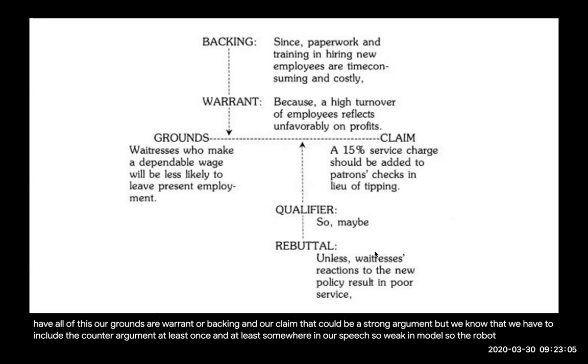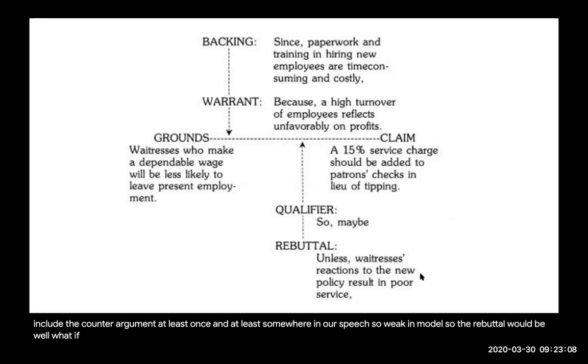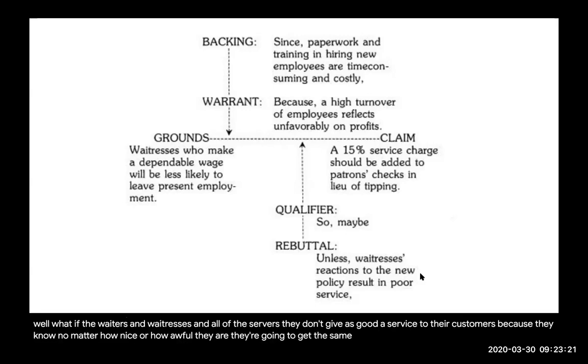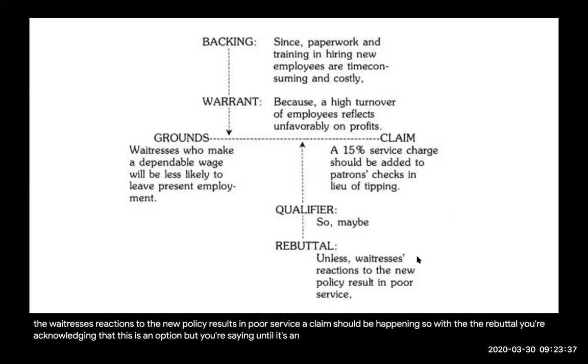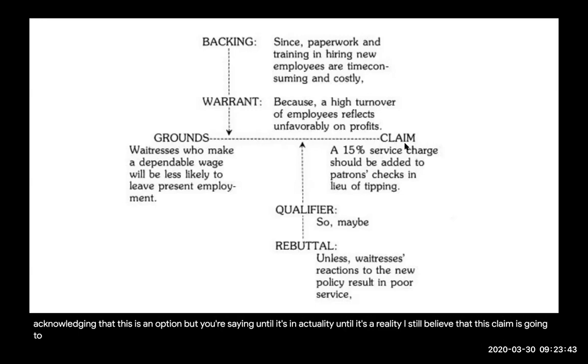So the rebuttal would be, well, what if the waiters and waitresses and all of the servers, they don't give as good a service to their customers because they know no matter how nice or how awful they are, they're going to get the same tip. That's the rebuttal. So the rebuttal is, unless the waitress's reactions to the new policy result in poor service, a claim should be happening. So with the rebuttal, you're acknowledging that this is an option, but you're saying, until it's an actuality, until it's a reality, I still believe that this claim is going to be stronger.